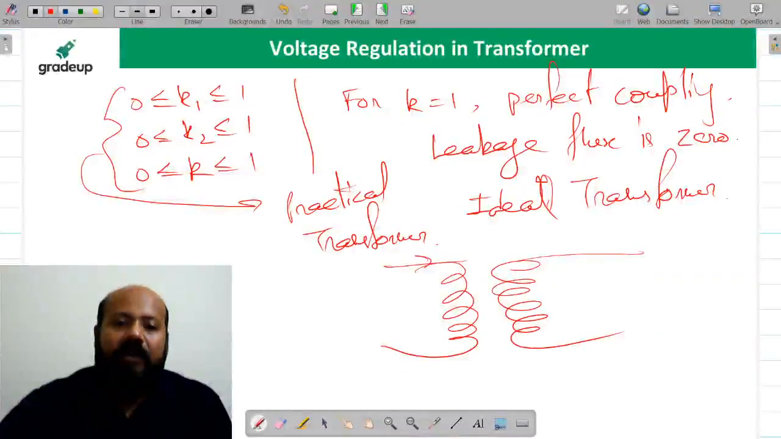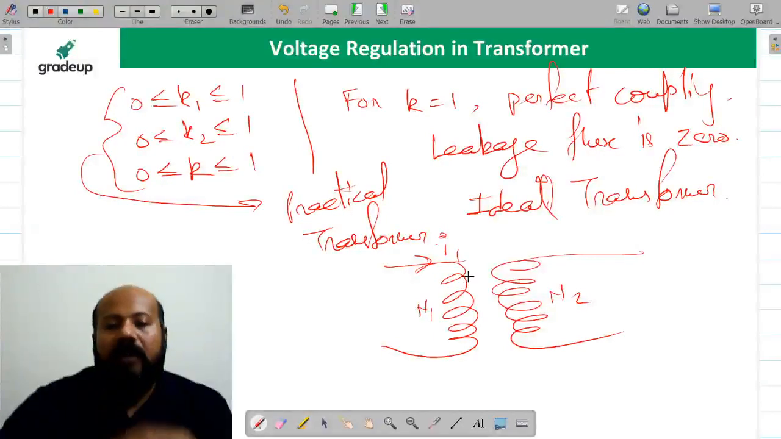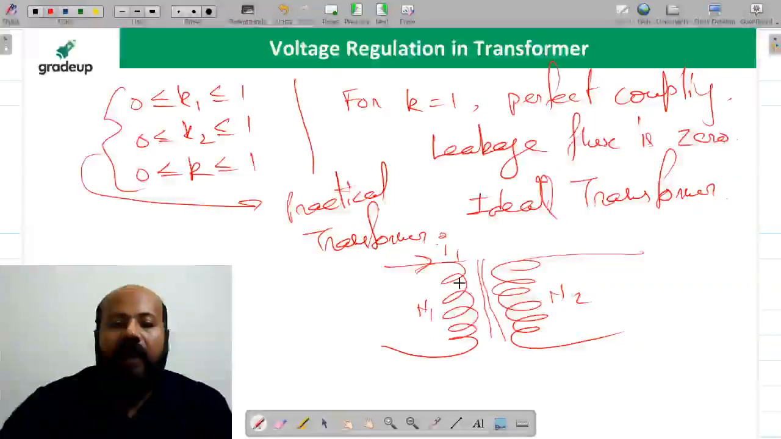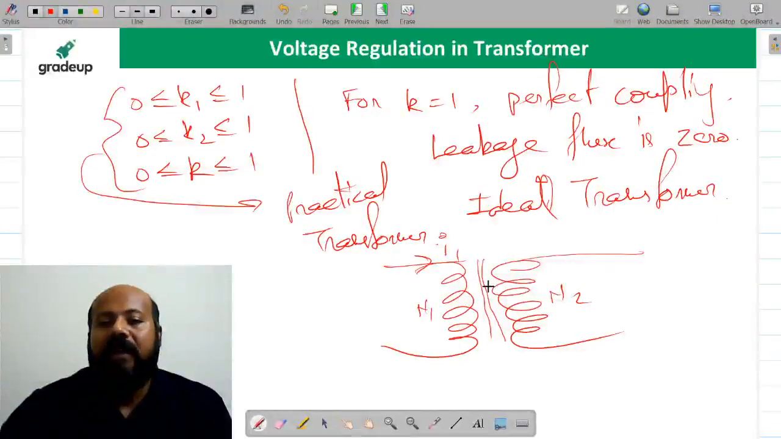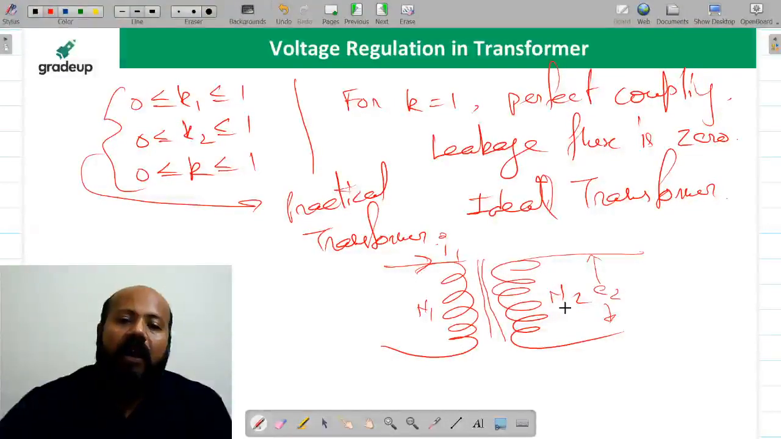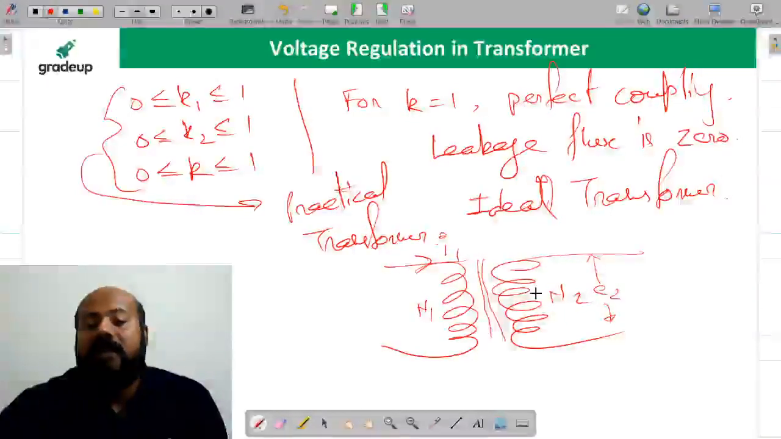Mutual induction says, suppose there is a current I1 in this winding. The number of turns are N1, N2. Suppose because of the current I1 in this winding, there is going to be some flux. And if this flux is linked with this coil, there is going to be some EMF induced here. Yes or no? How is this EMF going to be induced in this secondary winding? Because this flux is linking this winding.